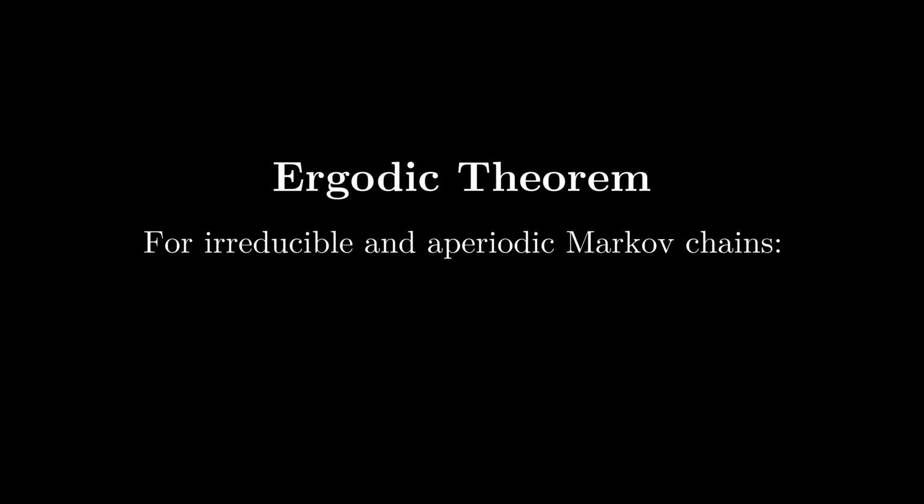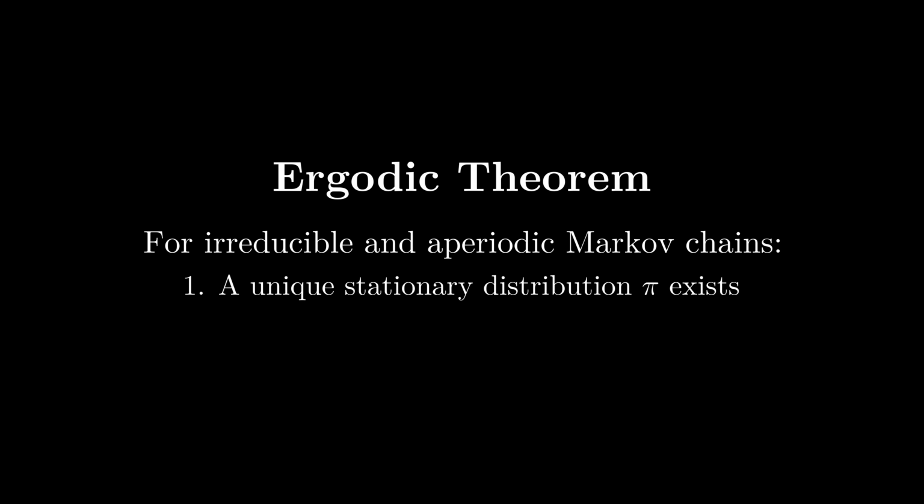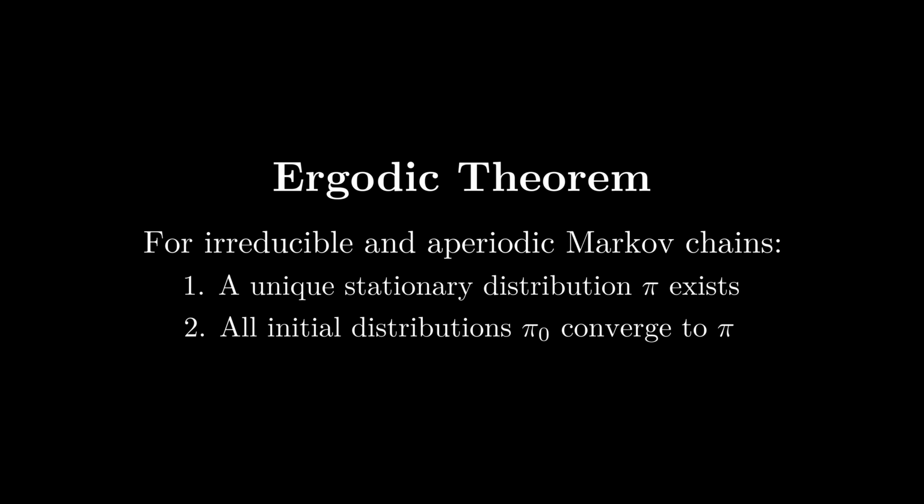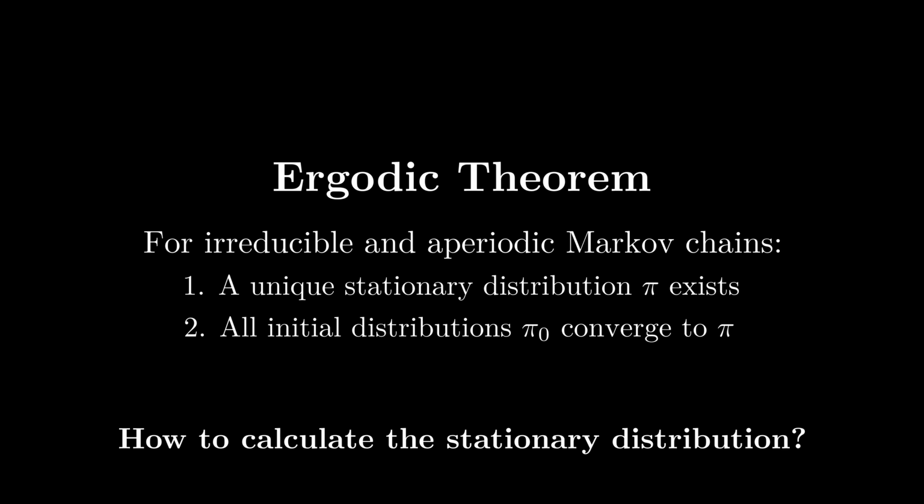This theorem is often called the Ergodic Theorem for Markov chains, and it forms the basis of many applications. This theorem, of course, requires a proof, but the details require a fairly strong background in probability theory, so for the interested viewers, I will provide a good link in the description to the proof. Now, the next natural question, of course, is how do we actually calculate the stationary distribution practically?